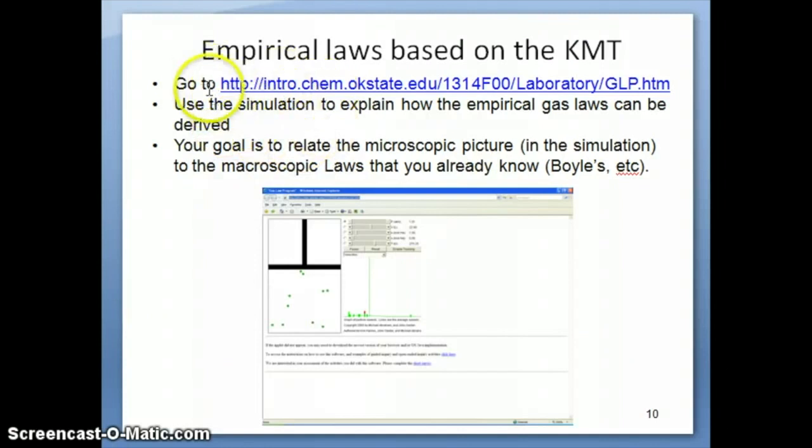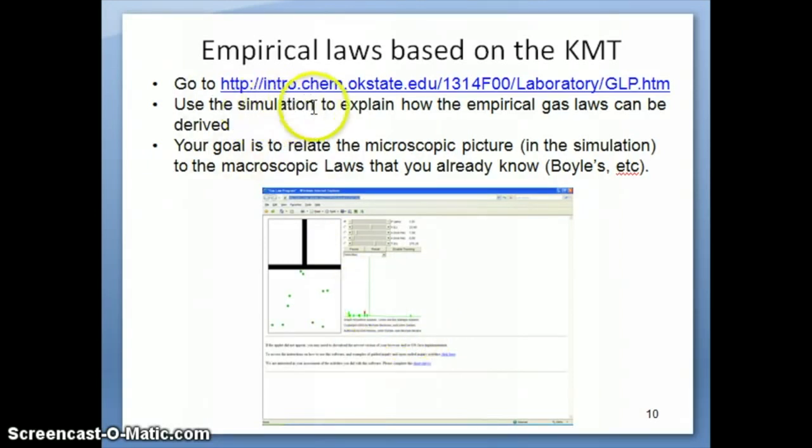Okay, so the particular simulation I want you to try to understand is available from this website from Oklahoma State. You can go there and play with it yourself using your own computer. I'll go through in the video and then run through a couple of the setups for the simulation so you can actually see how it's done.